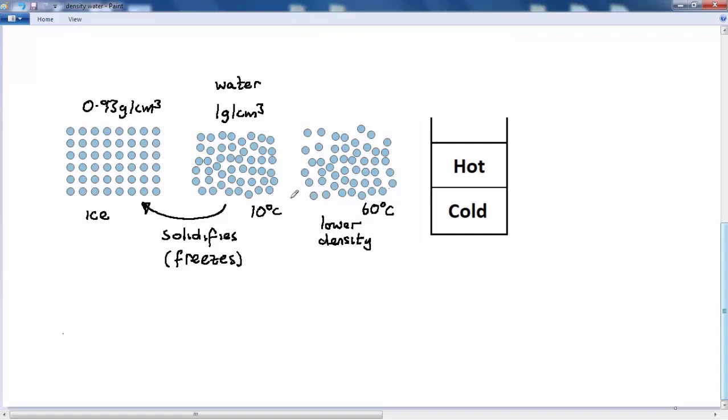You can demonstrate this. There's a demonstration of this in the practical demos section. If you mix cold water with blue food colouring and hot water with yellow food colouring, and if you're very, very careful, you can pour the hot water on top of the cold water so that one floats on top of the other. You might like to watch that video.